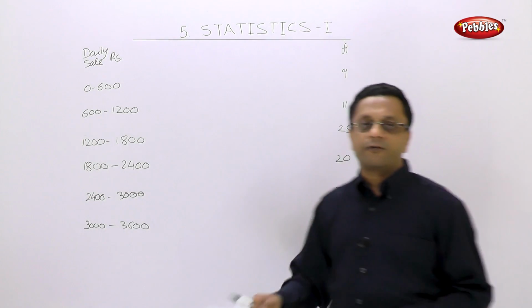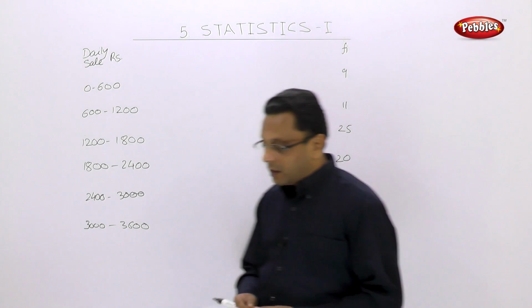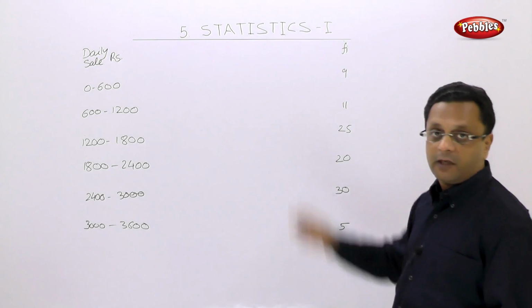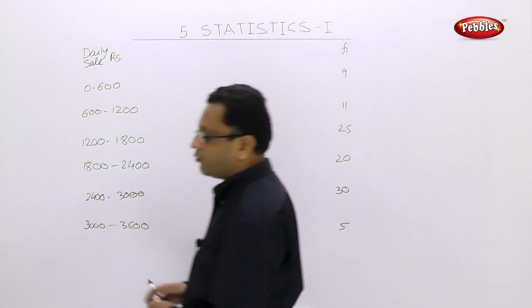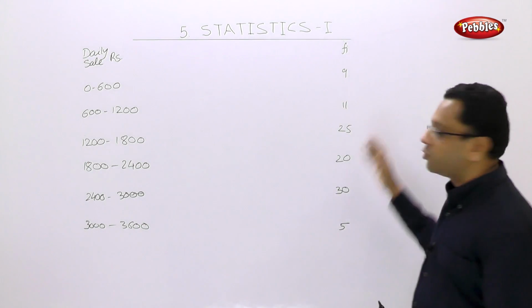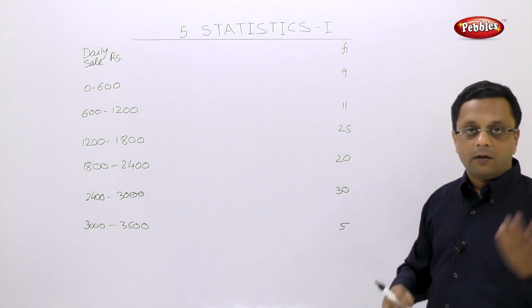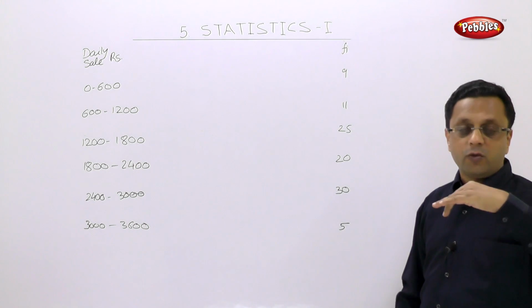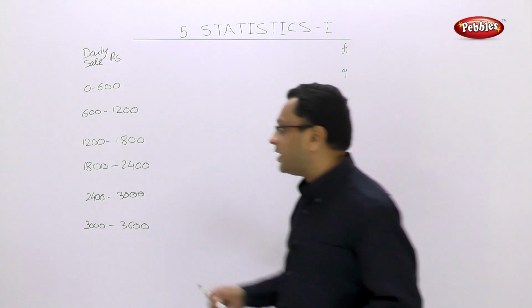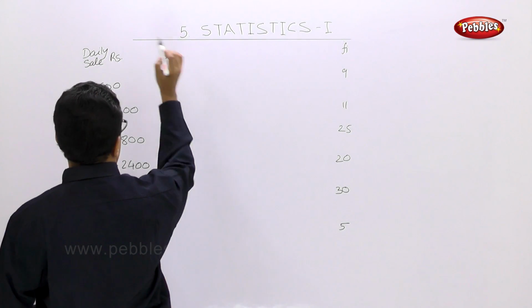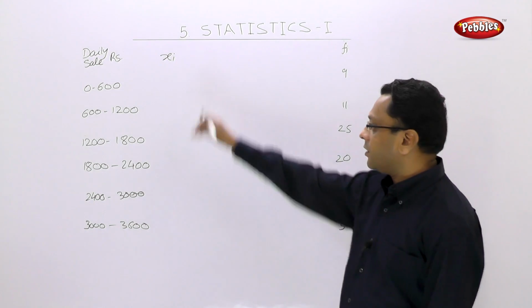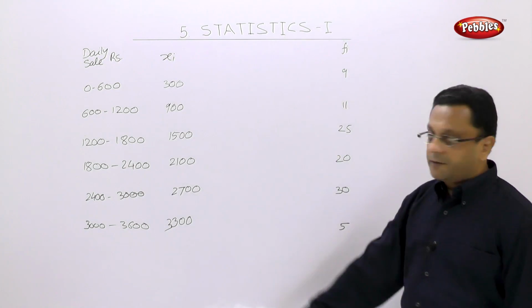Let us see one more example of the step deviation method. Here the daily sales in rupees is given and the number of salesmen is given as the frequency. I told you, whenever you have to find the mean by the step deviation method, keep some space between these two, because we have to find xi, then di, then ui. We need 3 columns in between. My first step is very easy. I have to find the class mark, that is xi. Quickly find the xi here. So this is my xi.